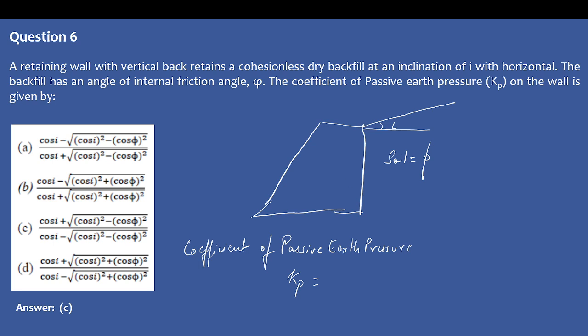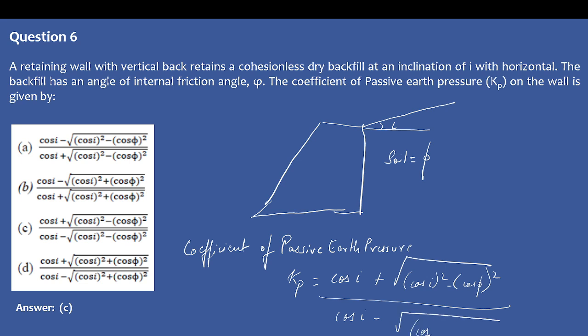Check the answer. It's option C. It is cos i plus the square root of cos i squared minus cos phi squared, upon cos i minus the square root of cos i squared minus cos phi squared. So that will be the answer. So yes, option C will be correct.